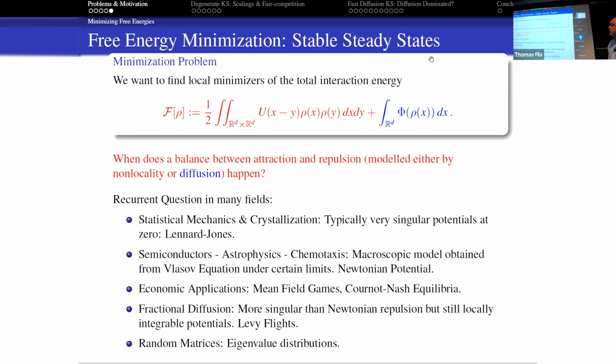For instance, you can also study fractional diffusion when you use potentials more singular than Newtonian, up to |x| to the minus dimension. And it is also related to the eigenvalue distributions of random matrices for suitable choices of the U. So there are some particular instances of that question that have been studied quite a lot. But what I'm discussing today is what is the general relation between them.